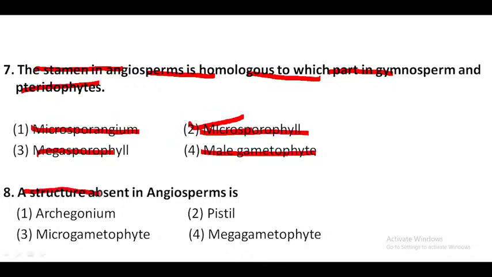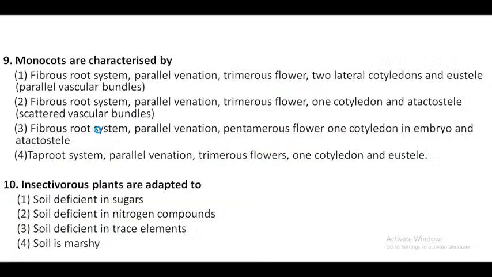Eighth question: structure absent in the angiosperm is archegonium, pistil, option number 3, microgametophyte, fourth is the megagametophyte. So your answer will be the archegonium, because archegonium is not found in angiosperm.